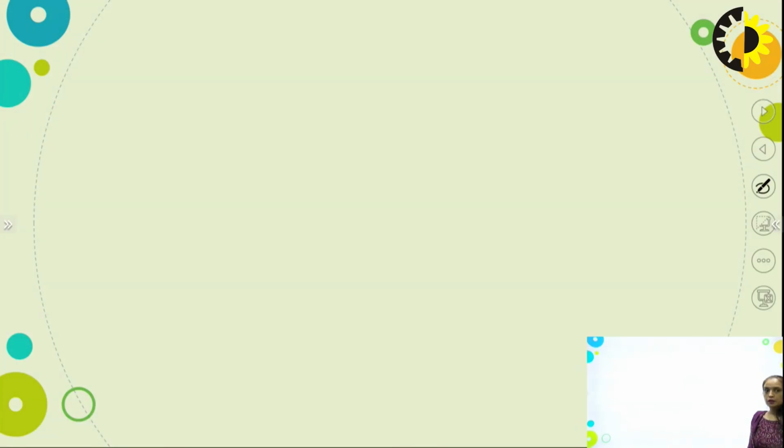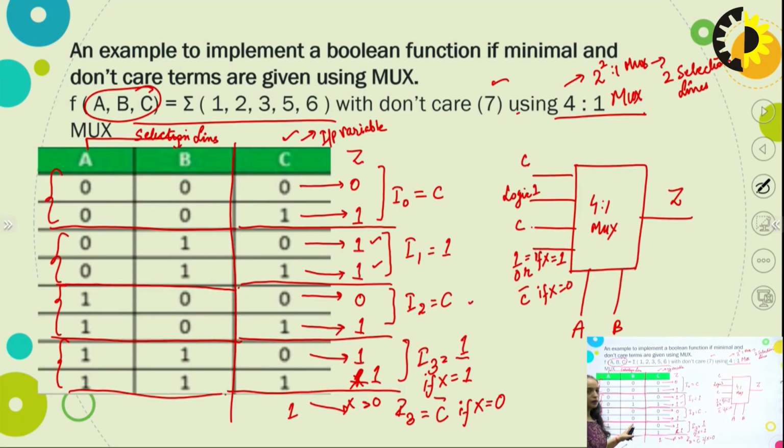Okay, so next is how we can realize any combinational circuit with the help of a 4x1 mux or any other multiplexer. So in this previous circuit, we can realize this same circuit by using a 2x1 mux also.